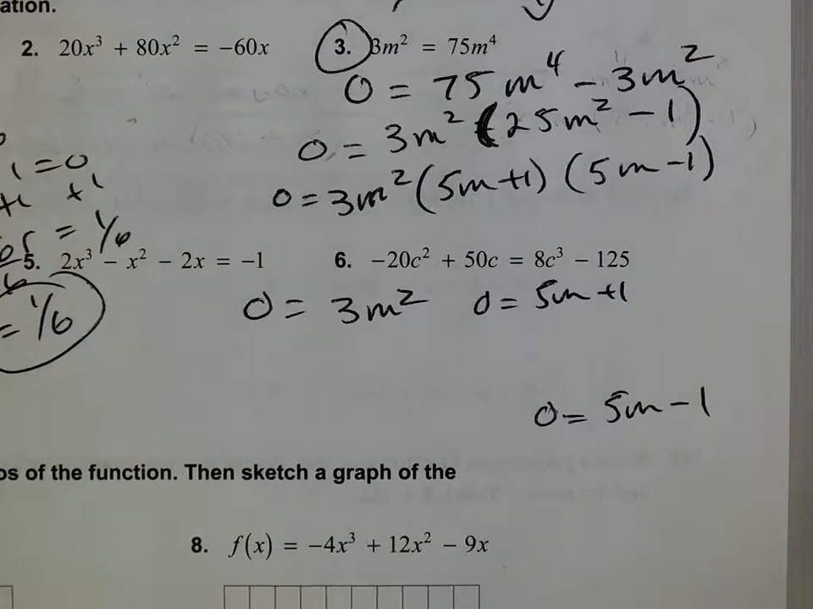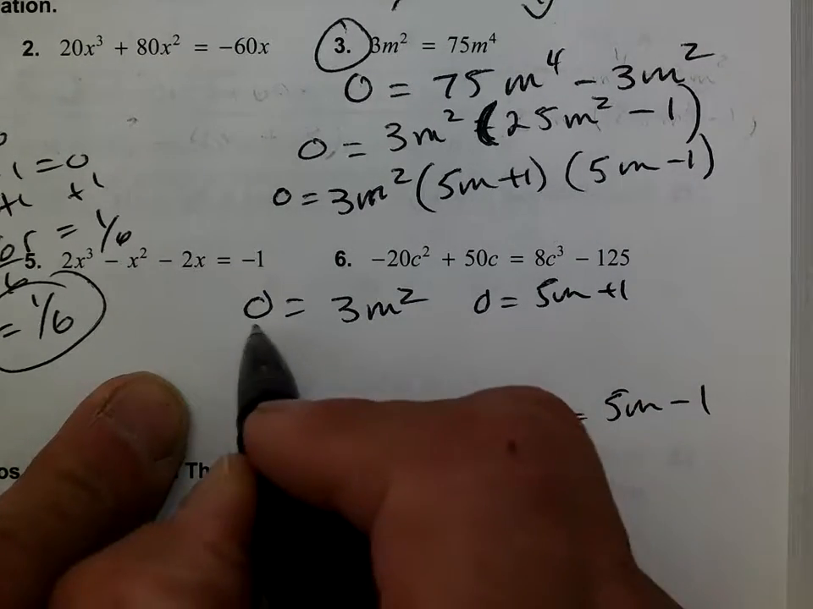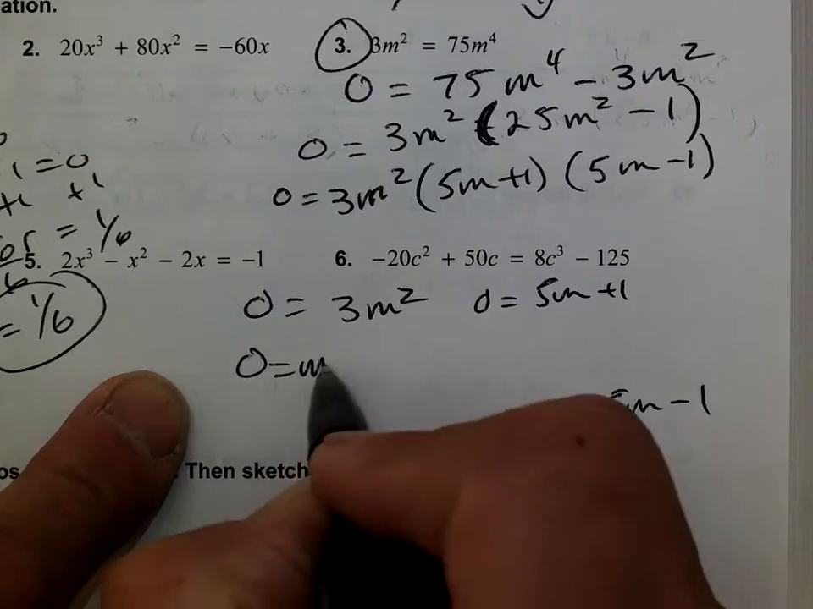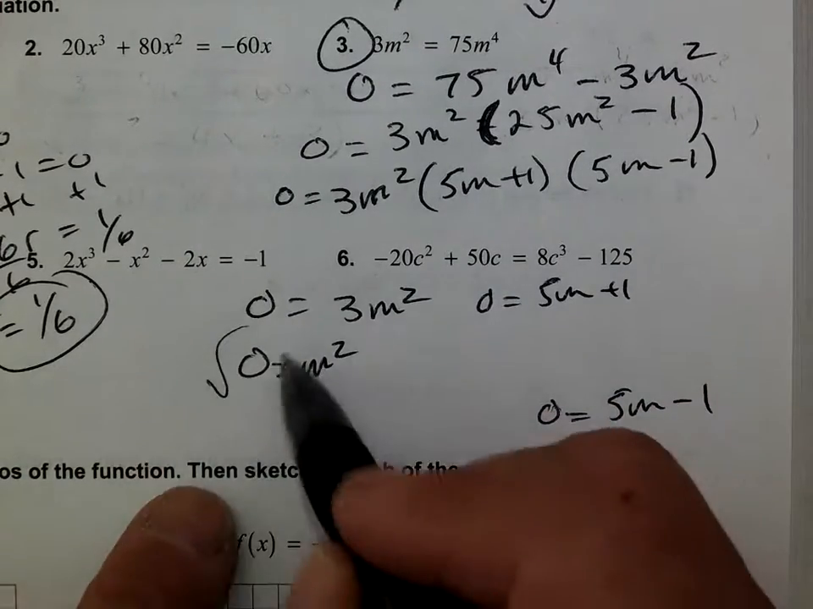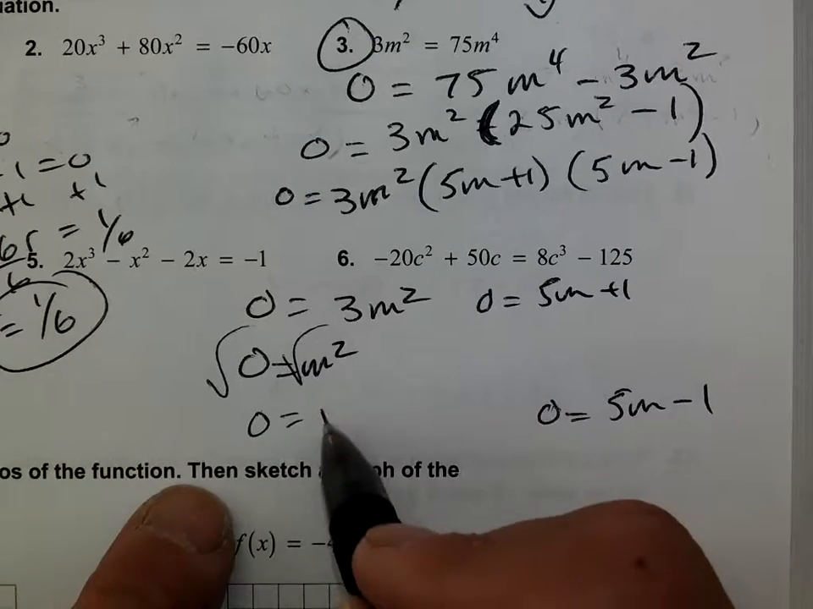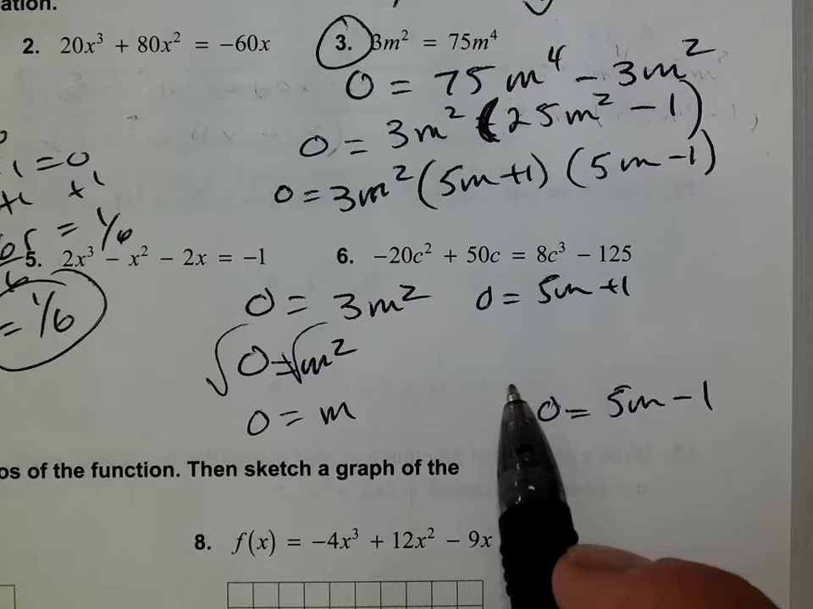Okay? So I'm going to solve. If I divide by 3, I'm going to get 0 equals m squared. Square root, that's just 0. Okay? Now, because it was an m squared, I should have two answers. So it happened twice.